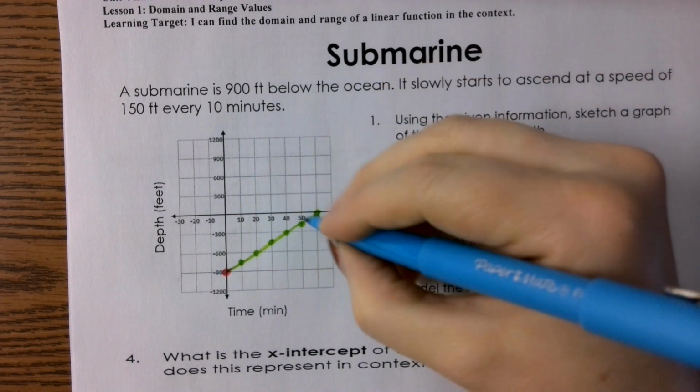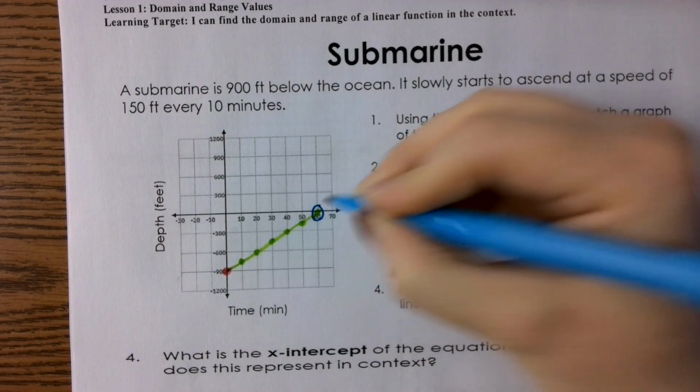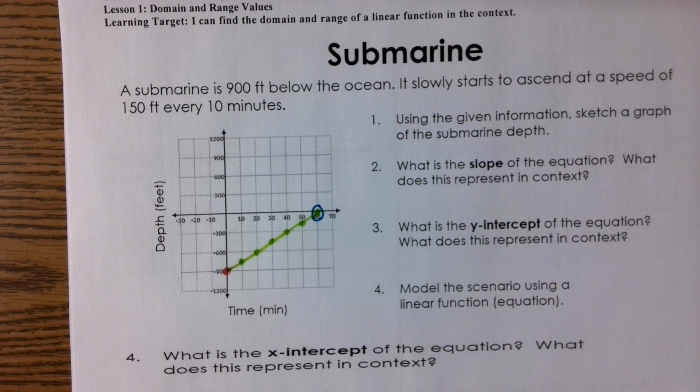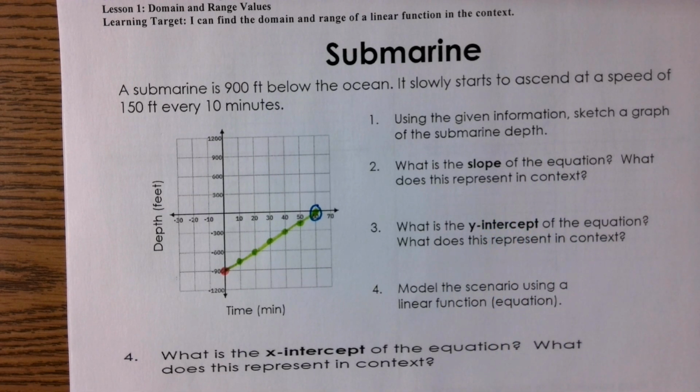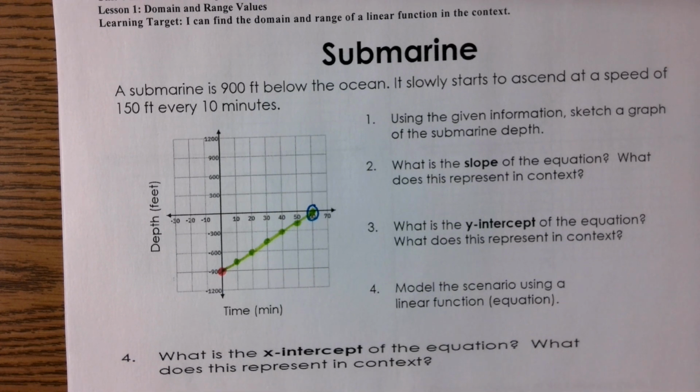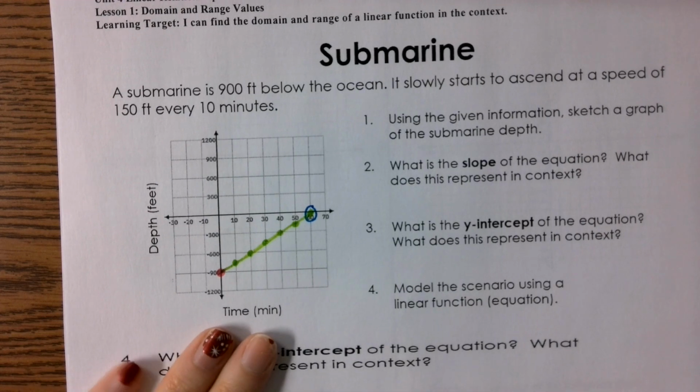Now, this is the maximum that we're able to go to. That's the stopping point. It cannot go any further than that. Okay? So we've sketched it. Now, what is the slope of the equation? The slope of the equation is the rise over the run, right? It's our rise over our run.